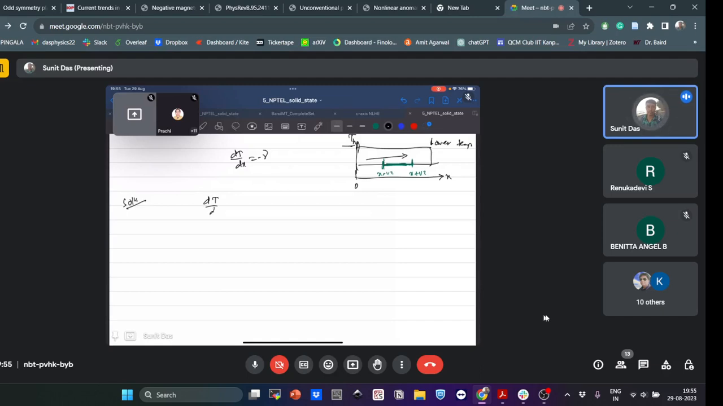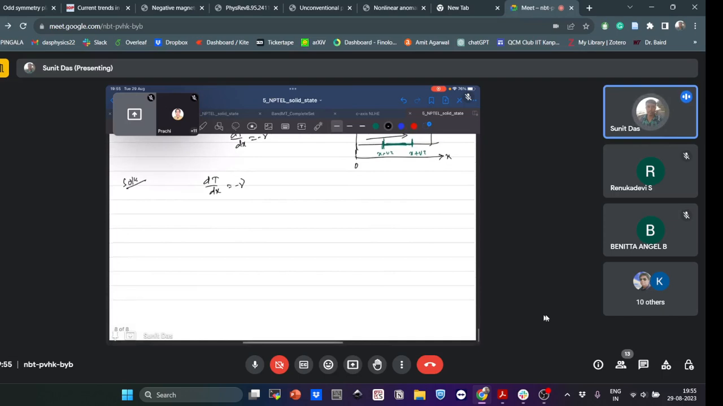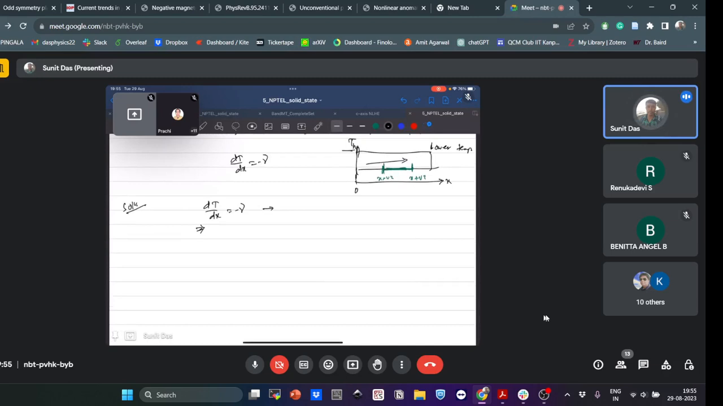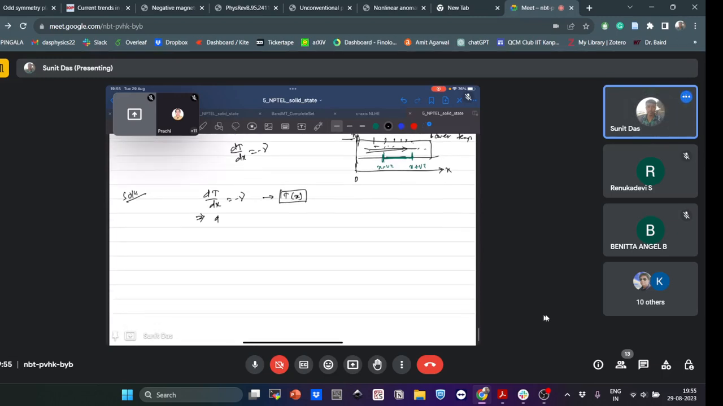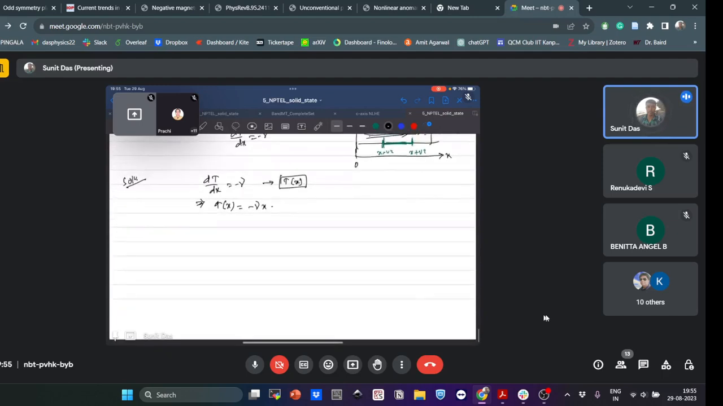Given the thermal gradient is dT/dx equal to minus gamma. This expression actually means that T is a function of position, right? That's why there is a thermal gradient. There is no uniform temperature. At each point there is a different temperature. So we can find that T of x equals minus gamma x plus C, some integration constant.